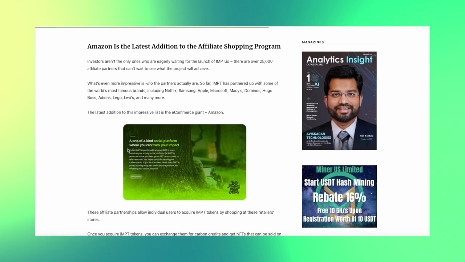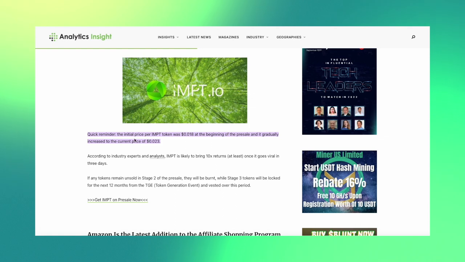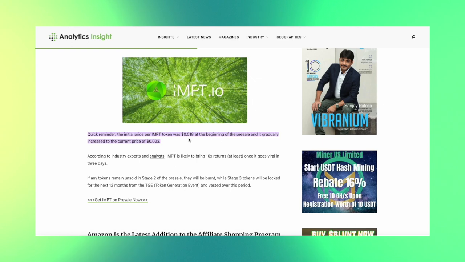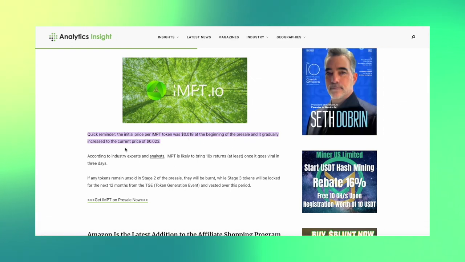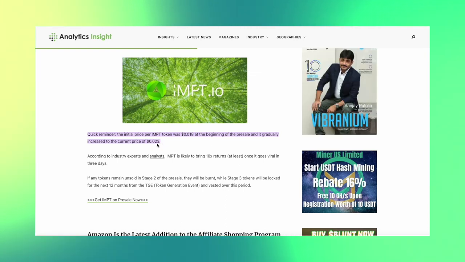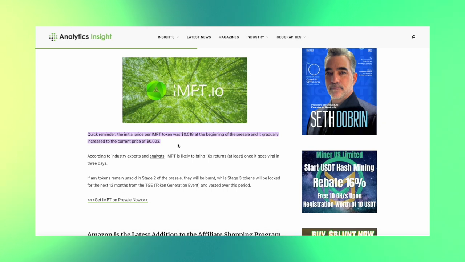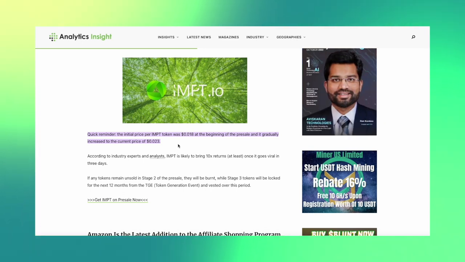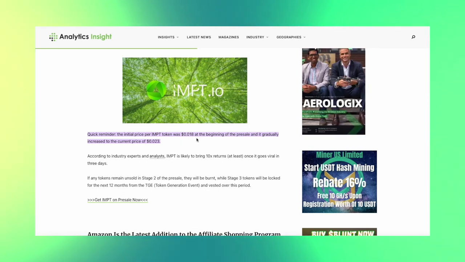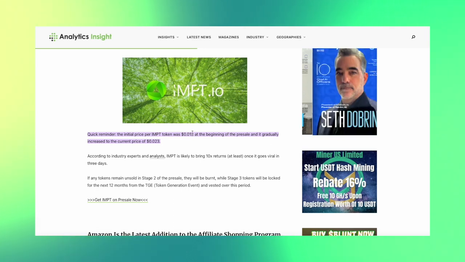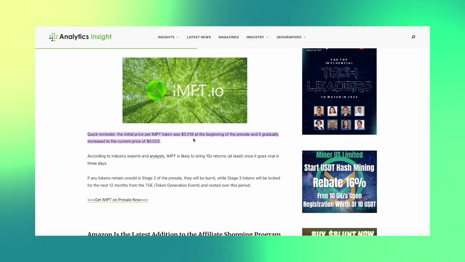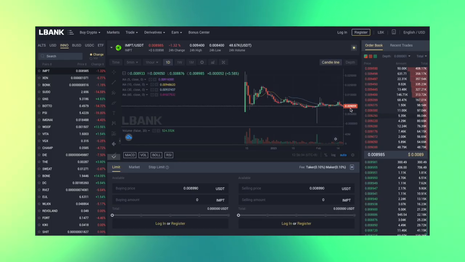So we can go here on this news article and we can see that the initial price per IMPT token was 0.018, just below 2 cents at the beginning of the pre-sale, and it gradually increased to the current price of 0.023. So the price in the beginning has increased to 0.023, and when I first started on their first pre-sale stage or tier, it was the price of 0.018. Again, right below 2 cents. And pretty much it has slashed half of this now. So instead of being at 0.018, now it's at 0.009. So let's take a quick look here at the chart, and that is the current price.